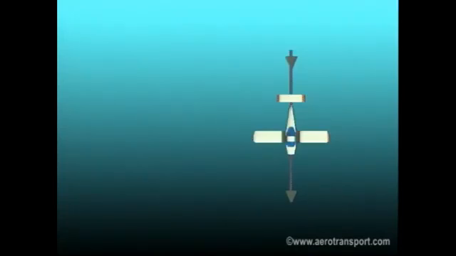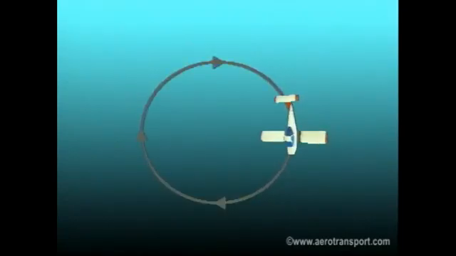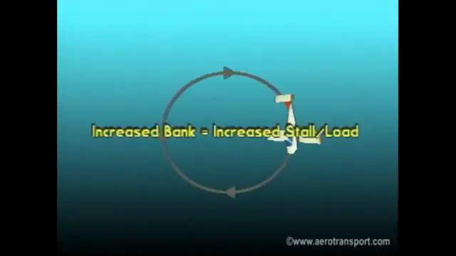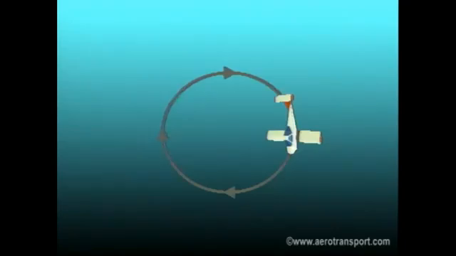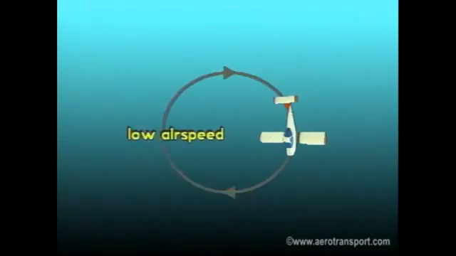Here are some basic principles of turns. At any given airspeed, the greater the bank, the greater the rate of turn, and the smaller the radius of turn. An increased bank also raises the stalling speed and increases the load factor. At a given angle of bank, increasing the airspeed lowers the rate of turn and increases the radius of the turn. To get the greatest rate of turn and smallest radius for a given bank angle, use the lowest possible airspeed for that angle of bank.